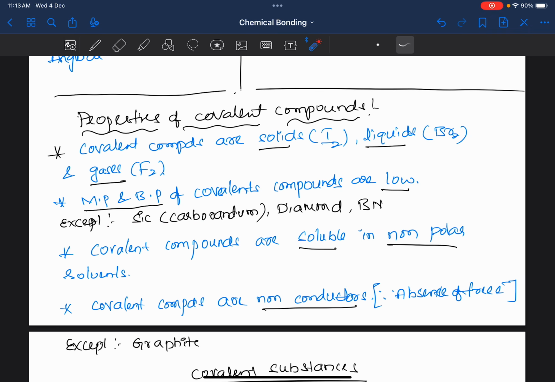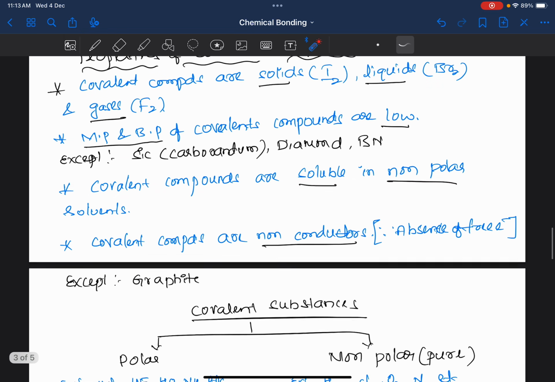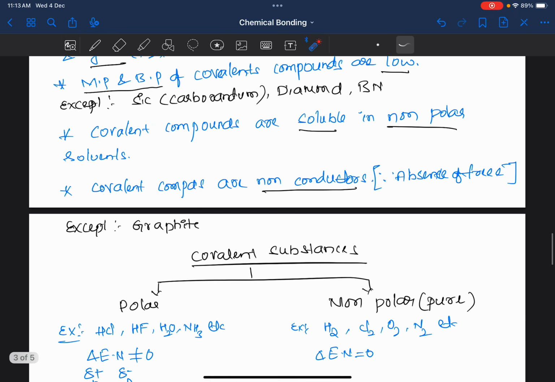And next, covalent compounds are soluble in non-polar solvents. Generally, covalent compounds are soluble in non-polar solvents. And next, covalent compounds are non-conductors of electricity. Why? Because in these there are no free electrons, there are no ions. Therefore, these substances act as non-conductors or insulators. That is majorly due to the absence of free electrons.